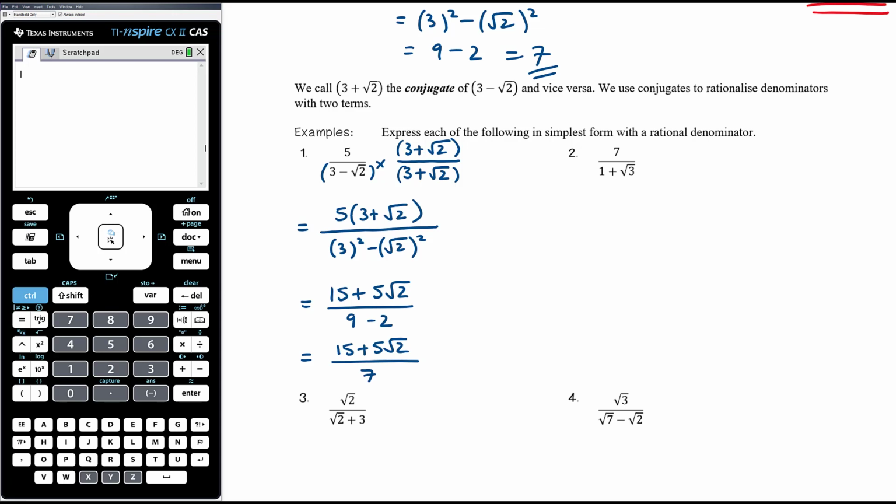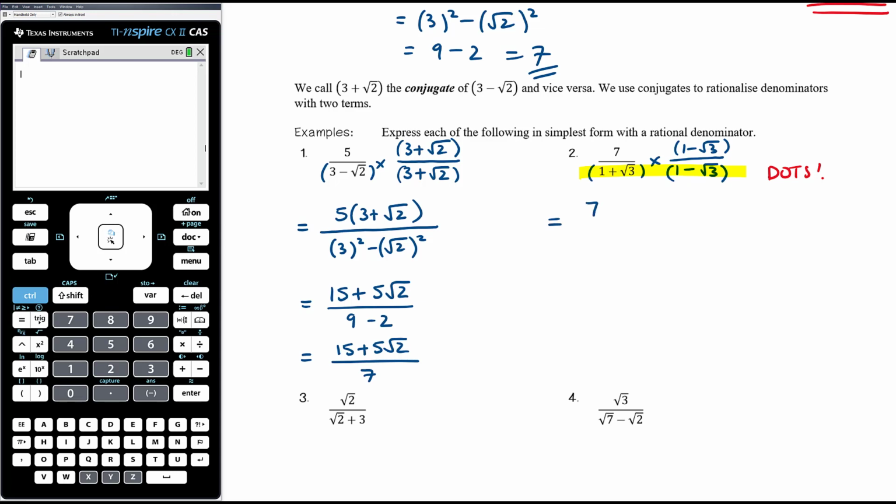Okay, example 2. So our current denominator is 1 plus root 3, so I'm going to need to multiply by its conjugate pair, which is 1 minus root 3, so that I create this difference of 2 squares on the denominator. Okay, so we must multiply the numerator by the same thing, and again, we're not multiplying by 1 minus root 3, we're multiplying by 1 by doing that.